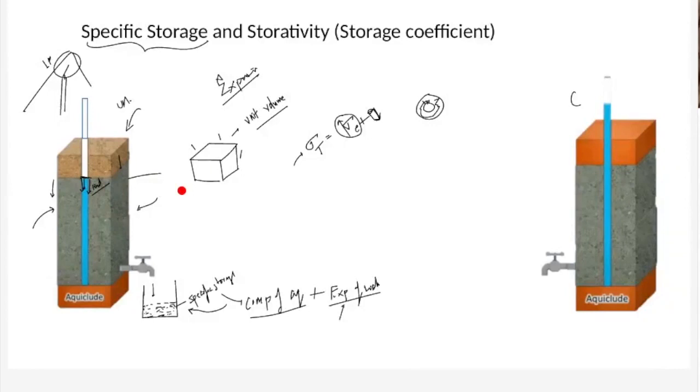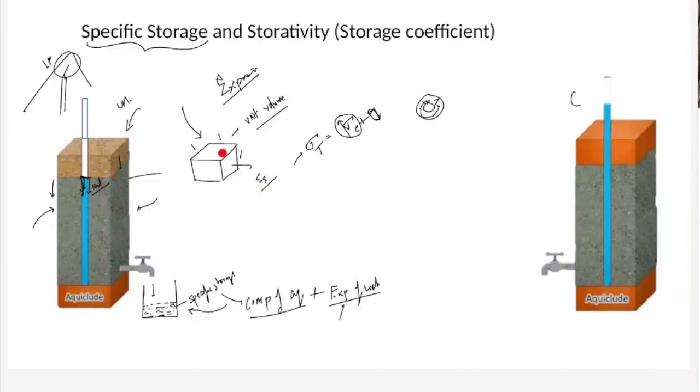It is the unit volume of saturated porous matrix in a unit volume. So you are looking at a unit volume, right? From this unit volume, if the head is decreased by 1 unit, the amount of water that is released from 1 unit of volume is specific storage. So it is the volume of water per unit volume, per unit drop in head.